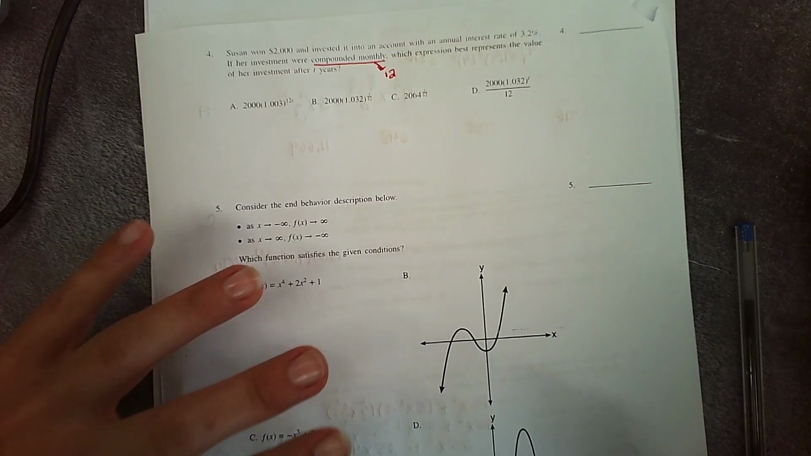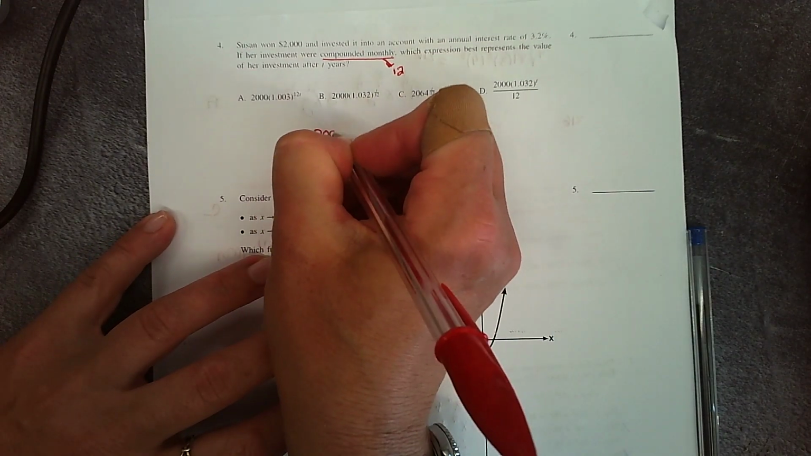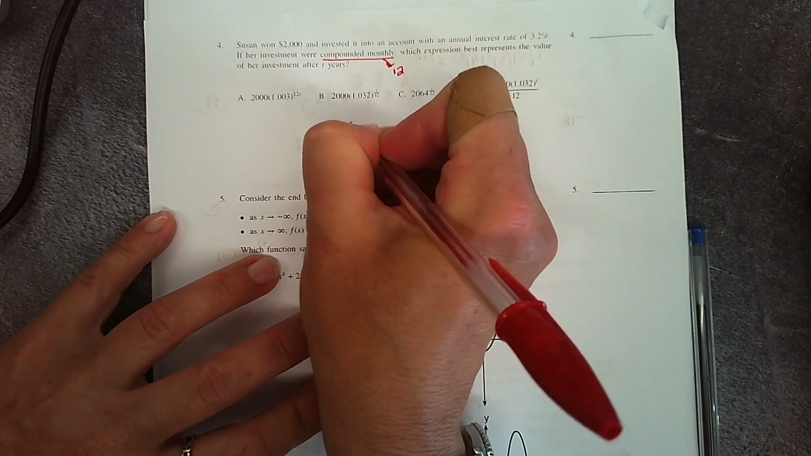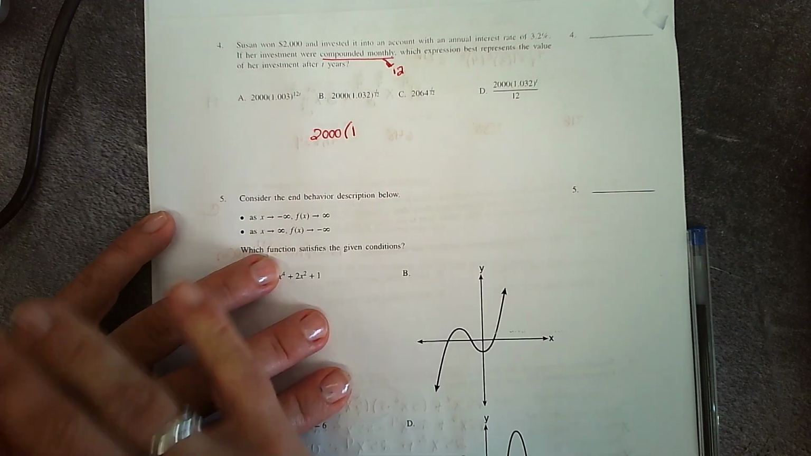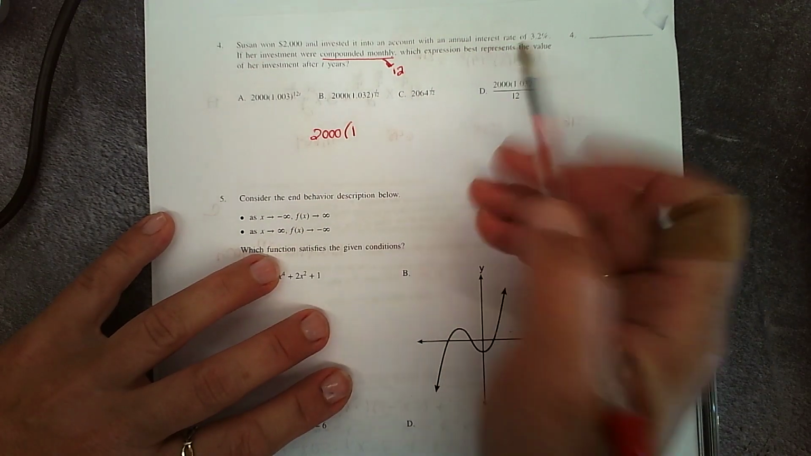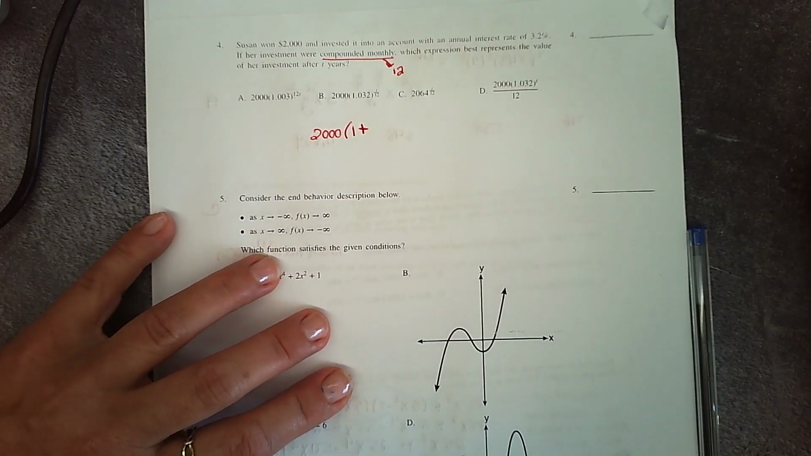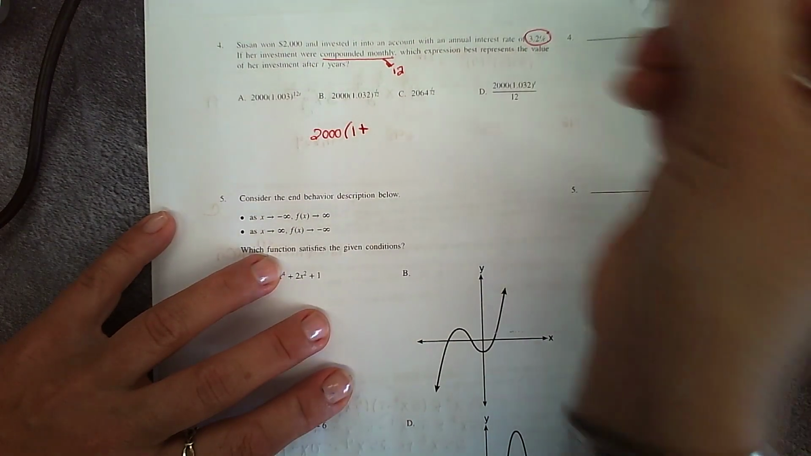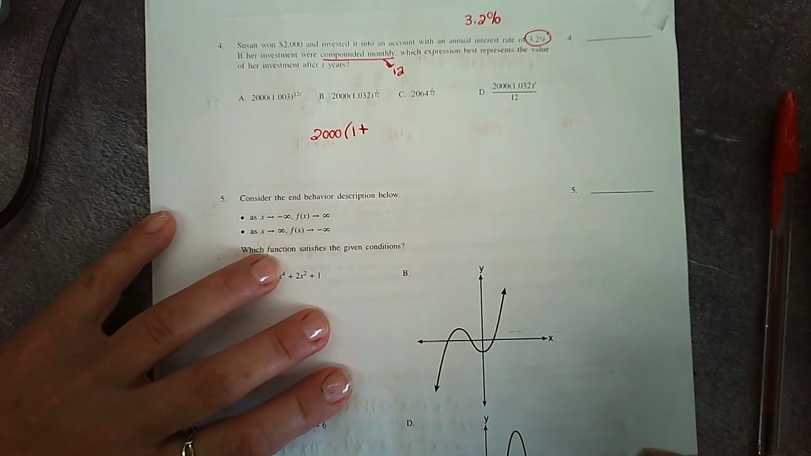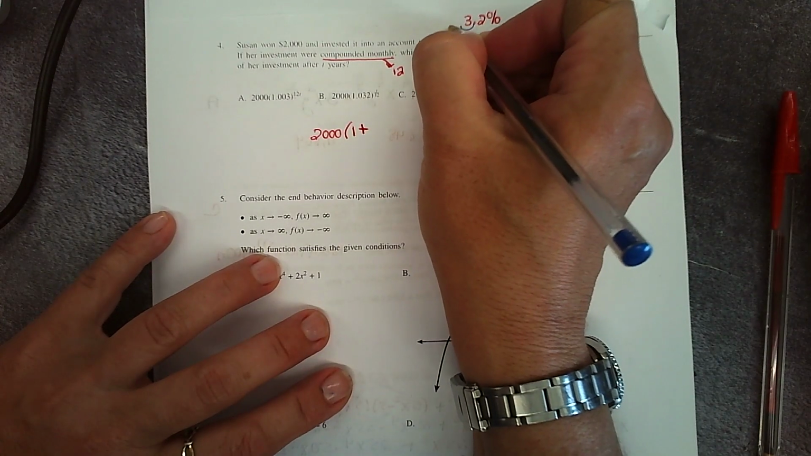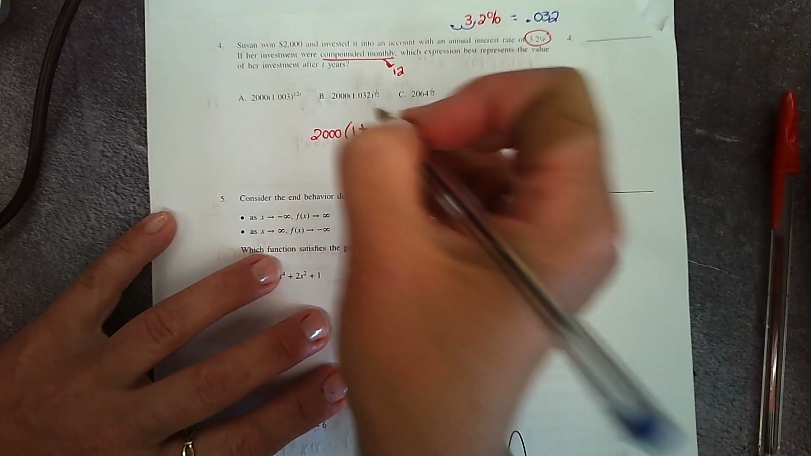All right, so we always start with the original amount of money, which is $2,000. So I'm going to write that down first. Then we always put a parenthesis and a plus sign. So now we have to decide if we're going to put a plus or a minus. Well, anytime they're talking about interest, it's always a plus. Okay? Now, we got to take our percent, 3.2%. We've got to move that decimal point twice. So 1, 2. So that's the same thing as 0.032.